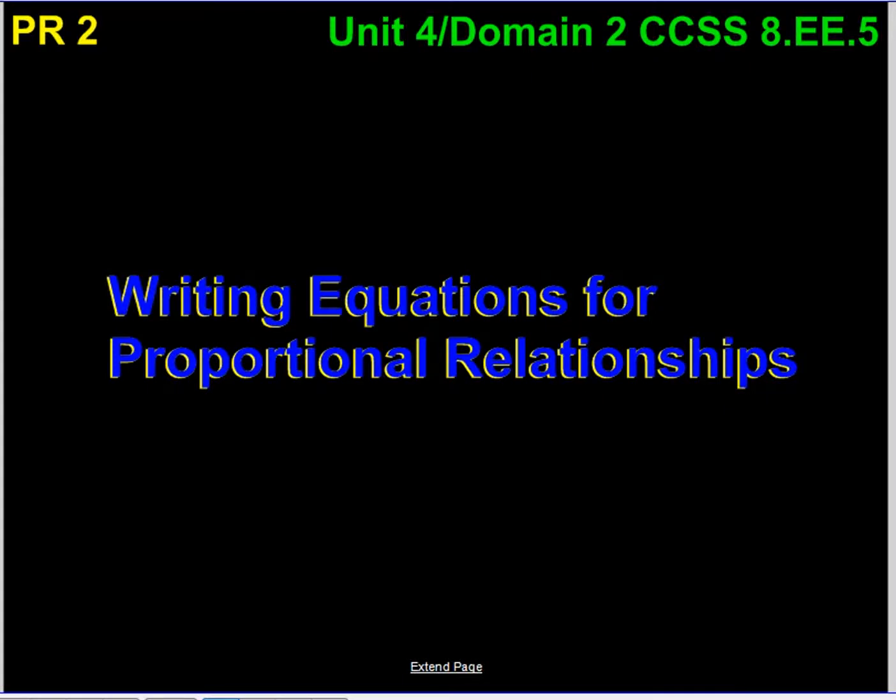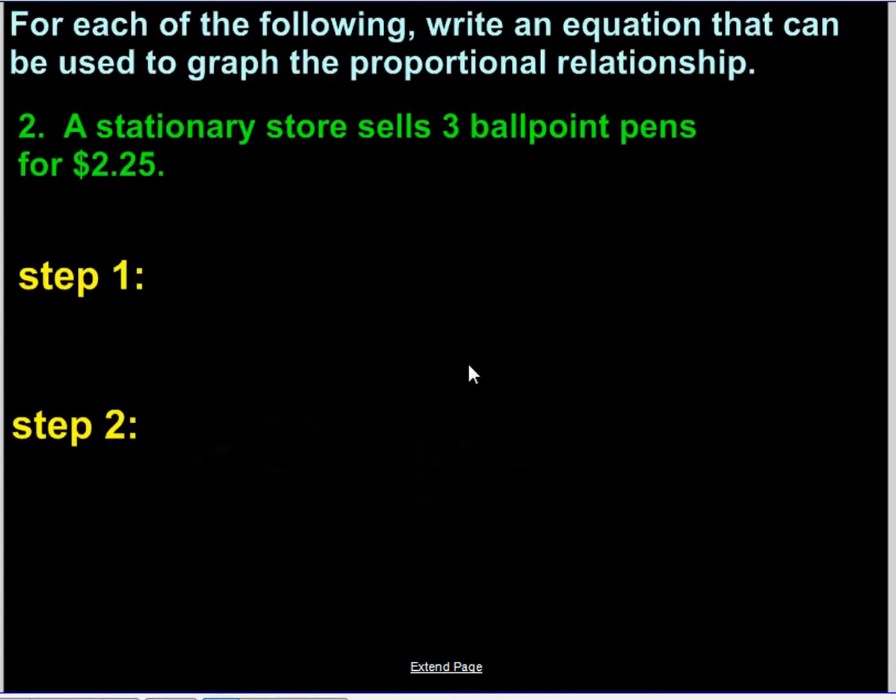Tonight's homework is PR2, Writing Equations for Proportional Relationships. For each of the following, write an equation that can be used to graph a proportional relationship. For number 2, it says a stationery store sells 3 ballpoint pens for $2.25.